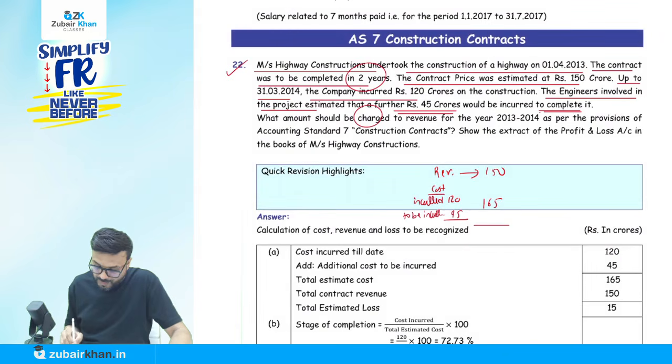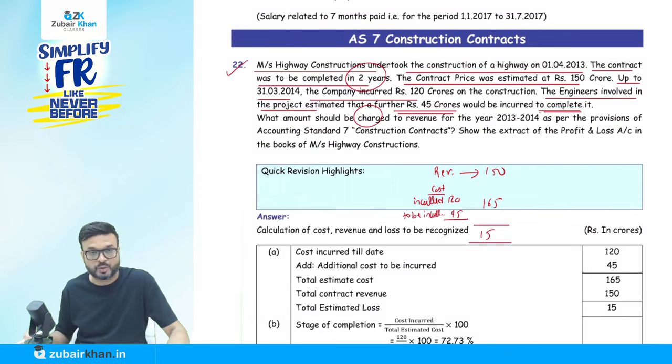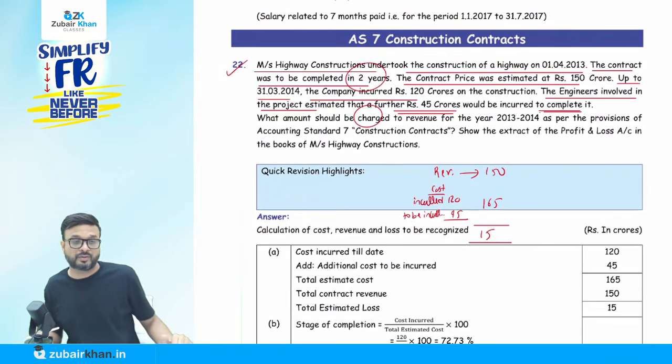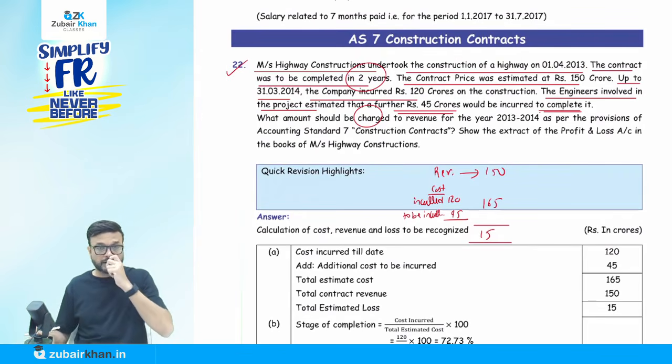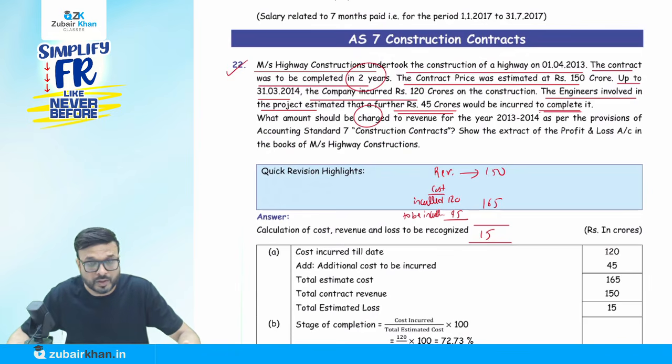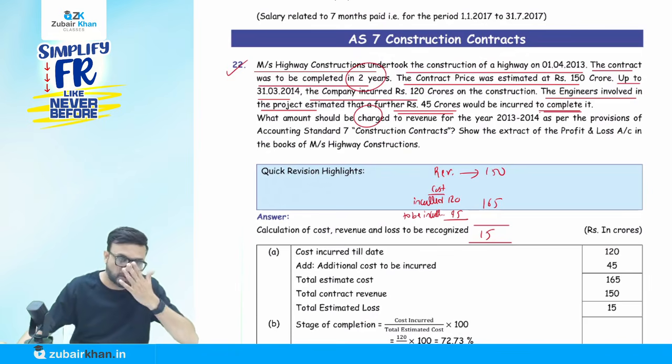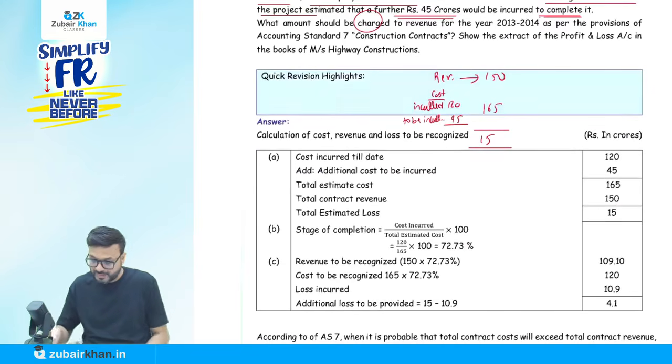So what is going to happen here? I have a loss here. There is a loss of 15 crore. Do you remember, as I told you when we were doing the discussion, if the total contract cost is more than the total contract revenue, we have to recognize the loss immediately. So how much is the loss? 15. You can see that 15 is the loss.